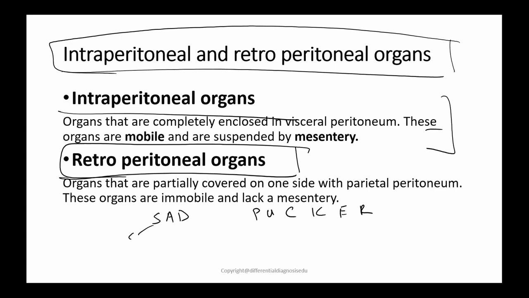SAD: S is suprarenal gland. A is aorta. D is second portion of the duodenum. P is pancreas, except the tail of the pancreas. U is ureter.